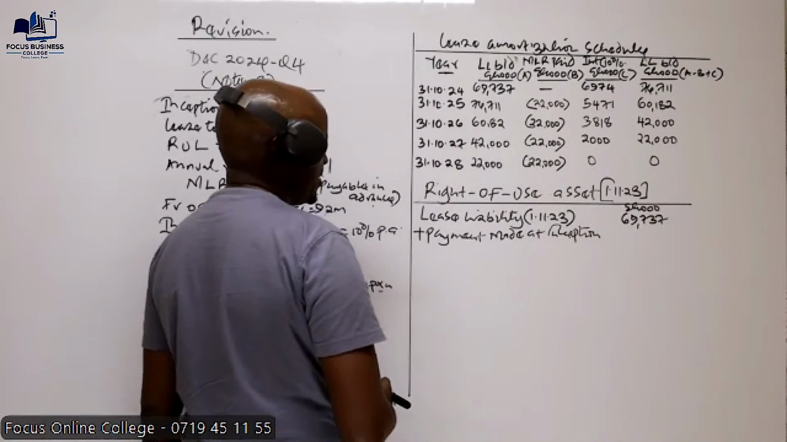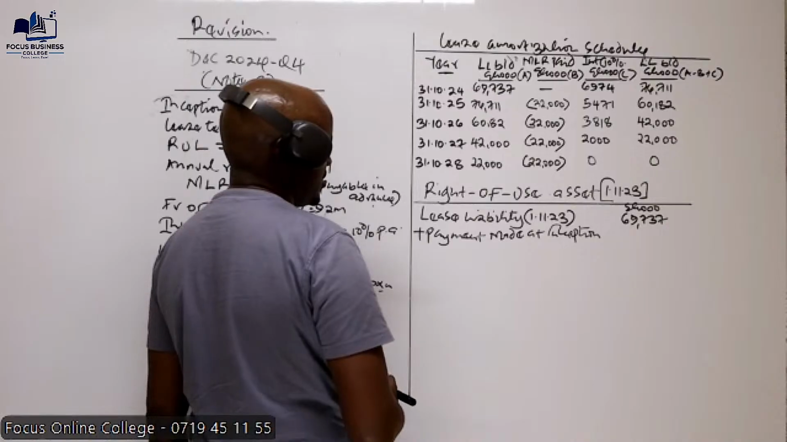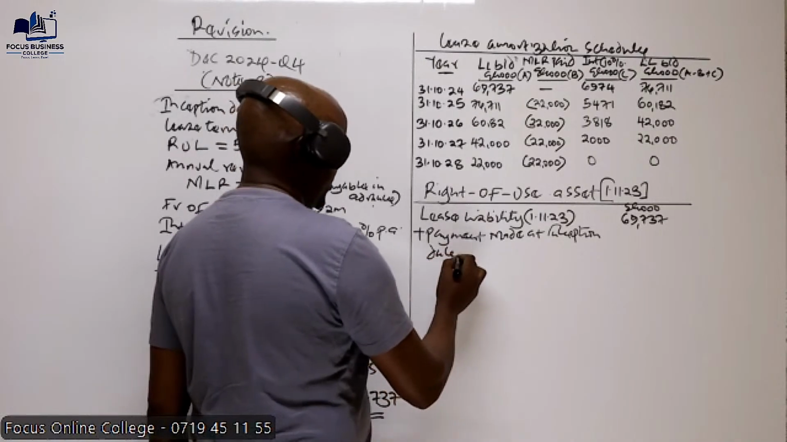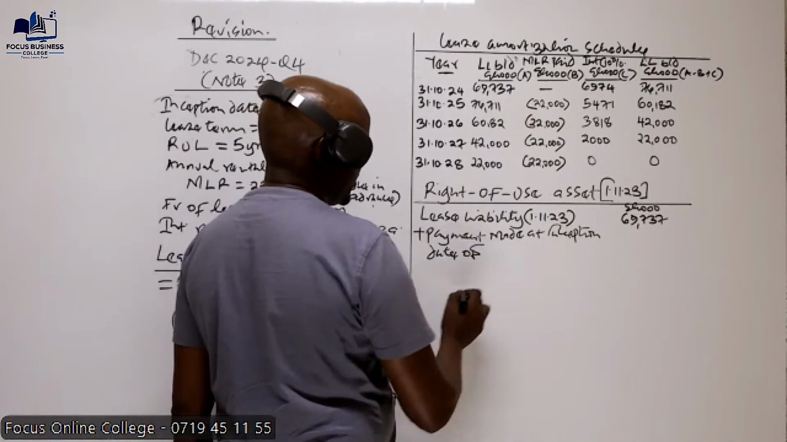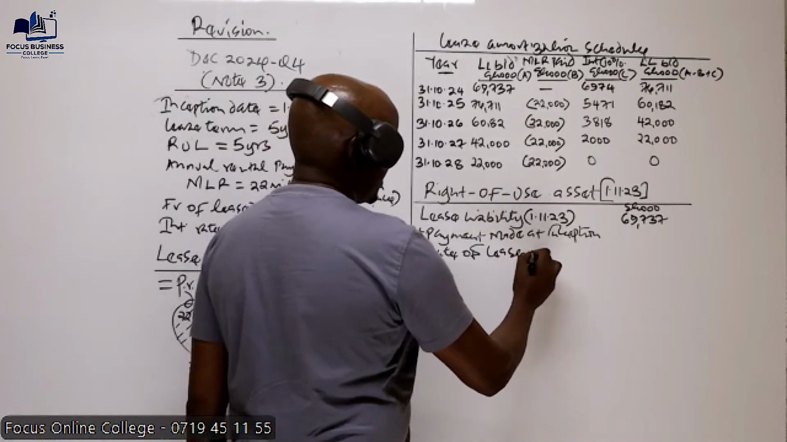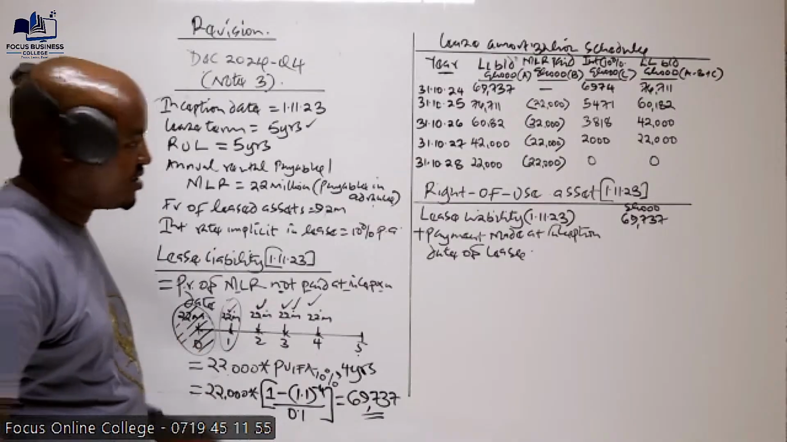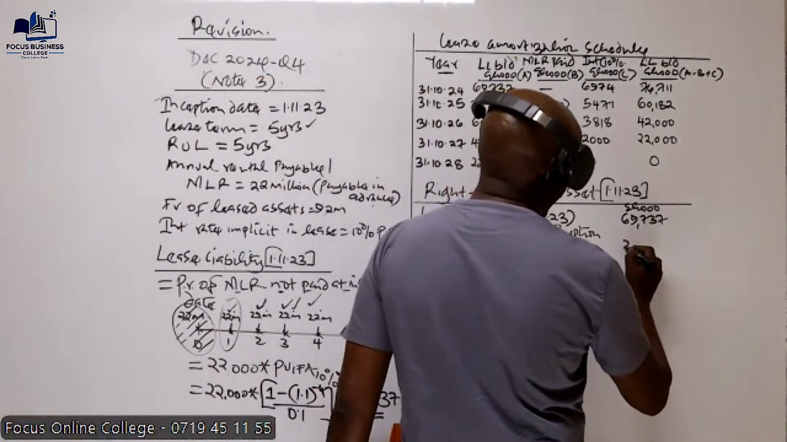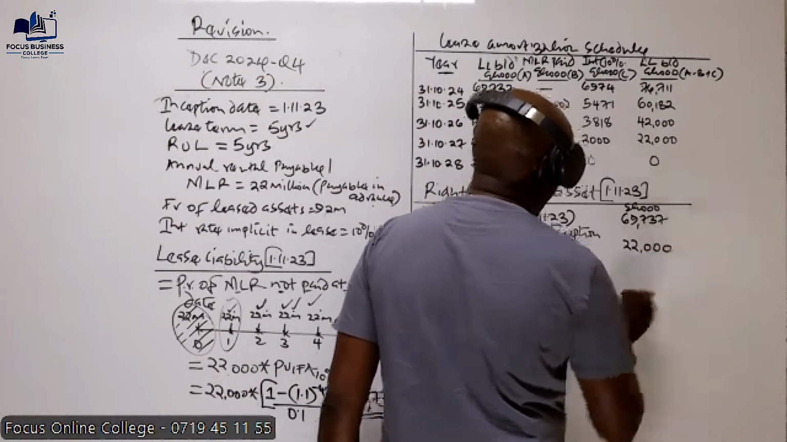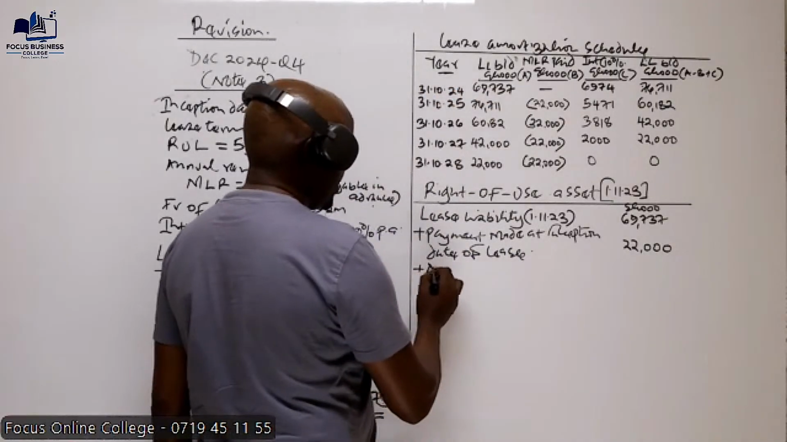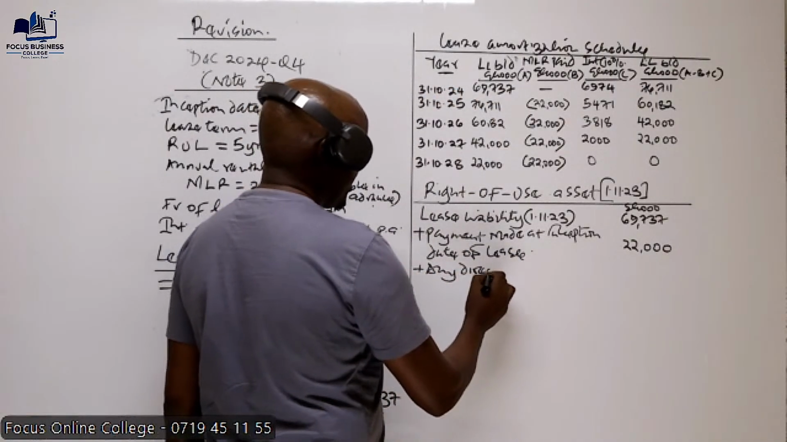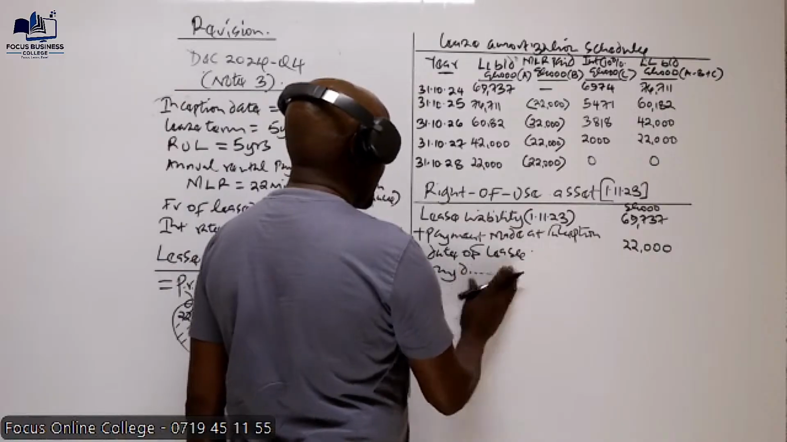Payment made at the inception date of the lease. In this case, we know that at the inception date of the lease, there was an amount which was paid, 22 million, or 22,000. And then to this, we add any initial direct cost.